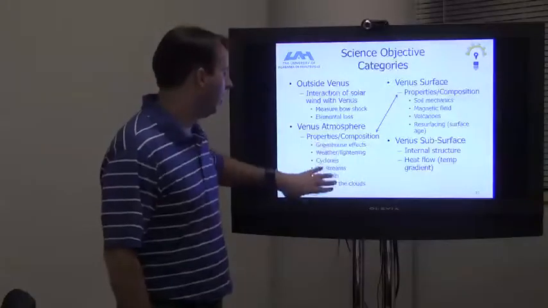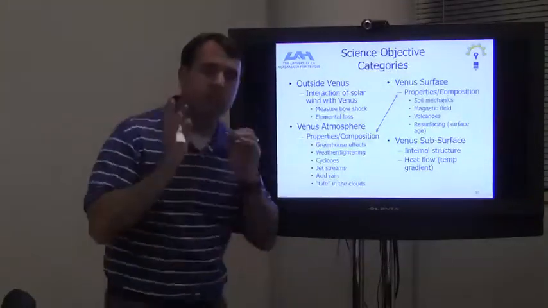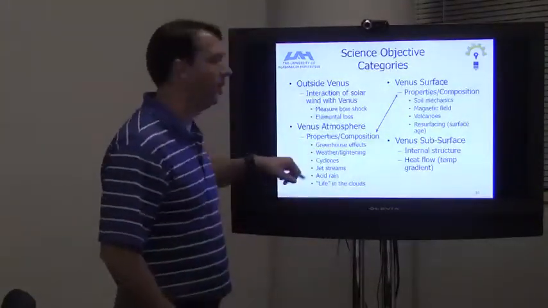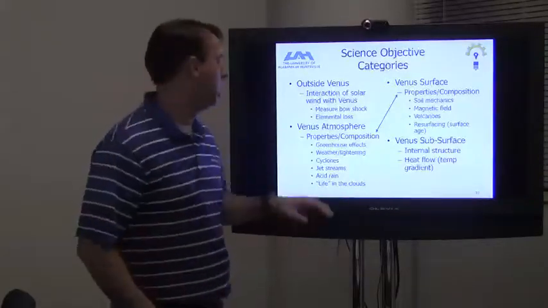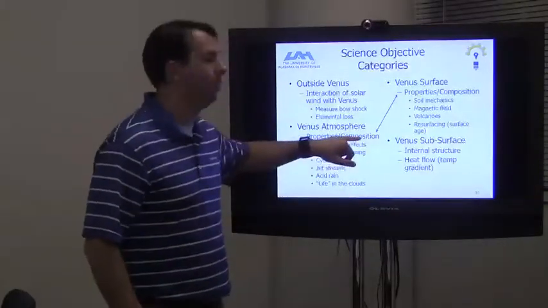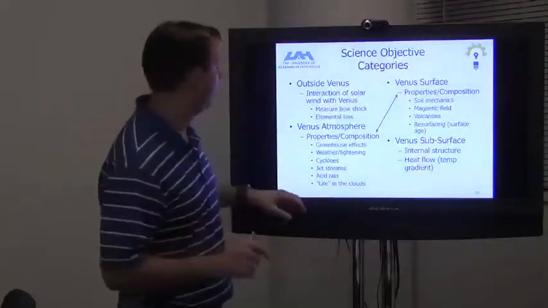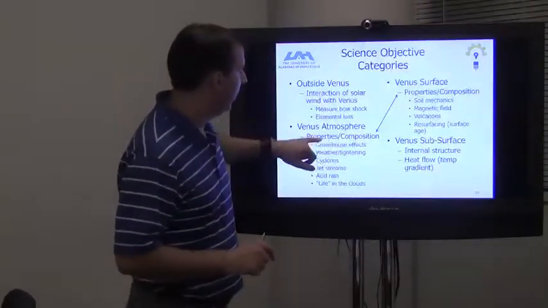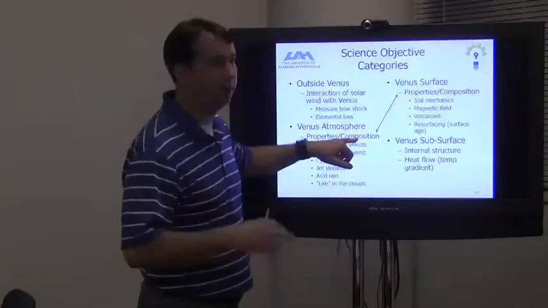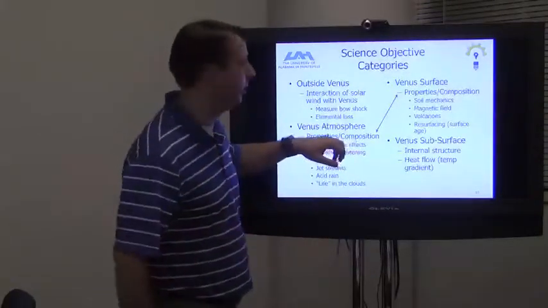So your science objectives will be these things, but what you're going to actually measure will be properties or composition. I just want to make that clear. Okay, that's why I've broken it down this way, because you're going to be measuring certain properties or measuring the composition. But I'll talk about what these things mean in a minute.